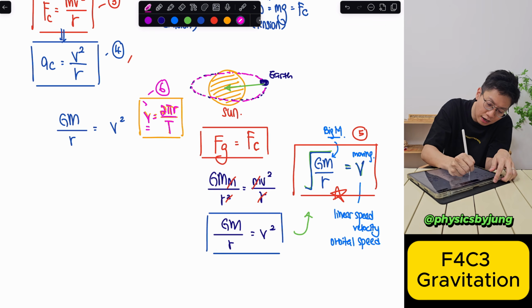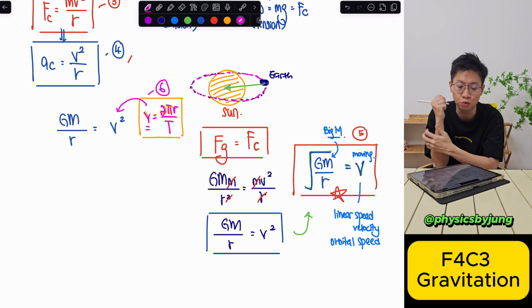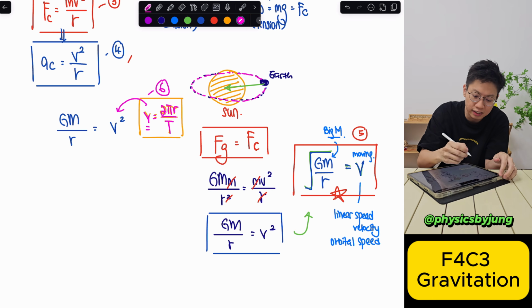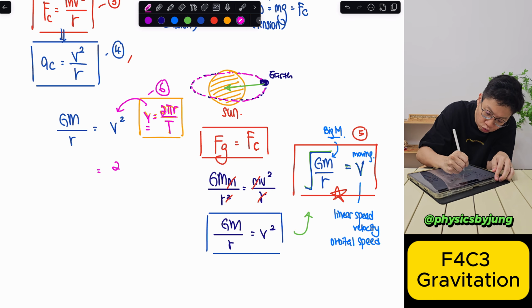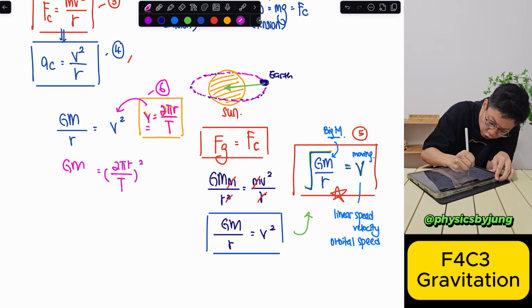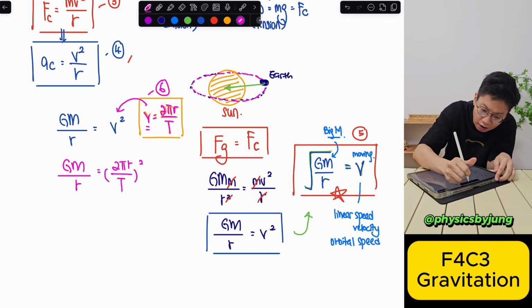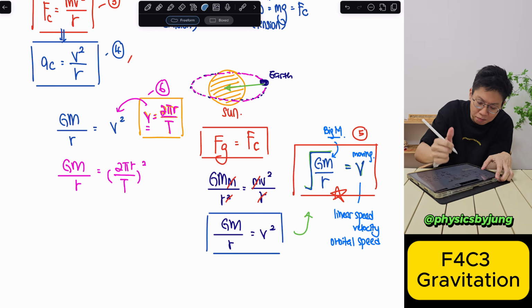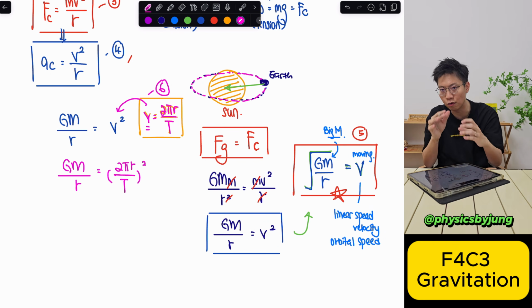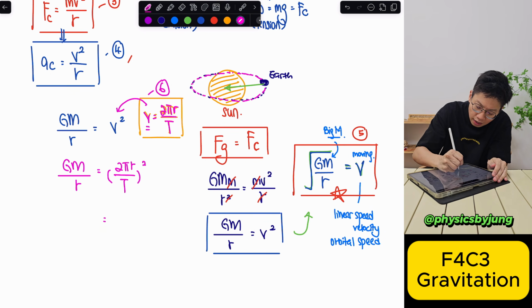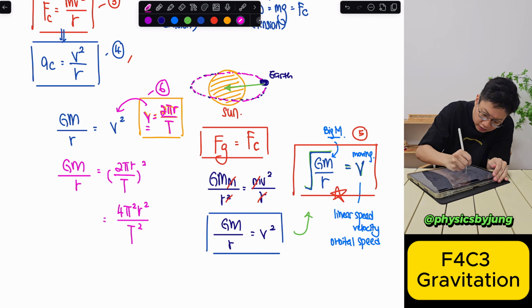Okay, so I will now substitute velocity equals displacement over time, 2 pi r over t, inside. So we will have 2 pi r divided by t, squared, equals GM divided by r. So guys, can you tell me what is my next step? My next step is I will expand this, and then I will have 4 pi squared r squared divided by t squared equals GM over r.